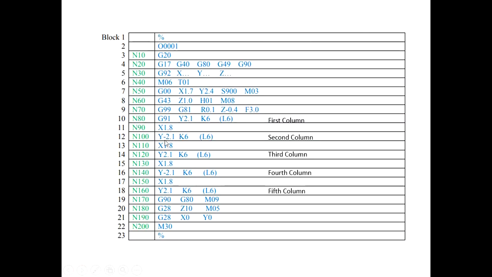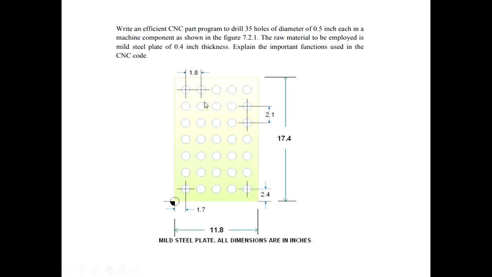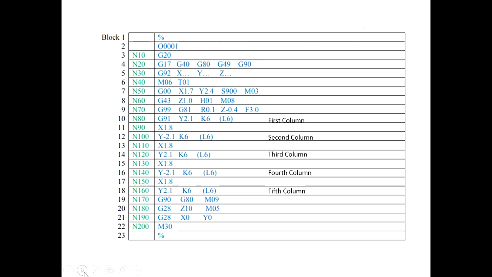Now incrementally again Y will be minus 2.1. How many number of times? 6 number of times, you can see 6 number of times. Y will be minus 2.1 because in the Cartesian coordinate system we are coming in the downward direction. So Y will be minus 2.1 for 6 times, 1 2 3 4 5 and 6. In this way holes in the second column will be drilled.